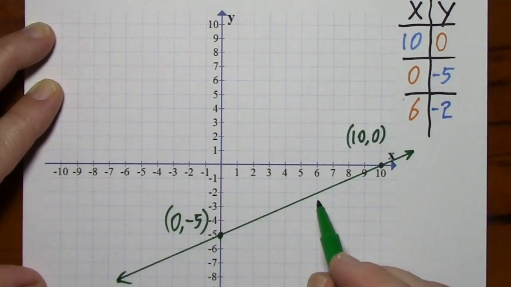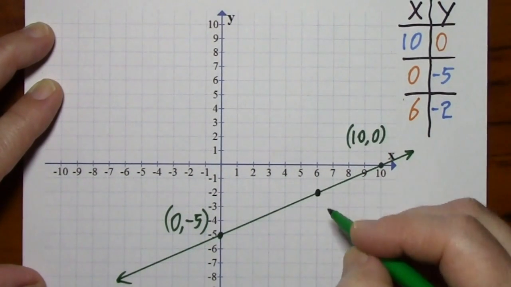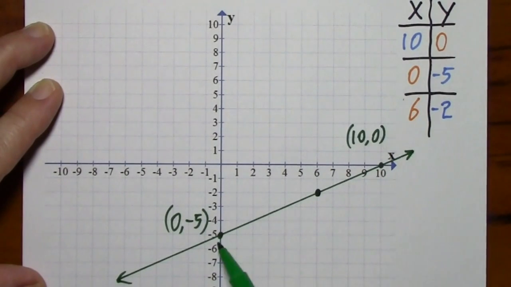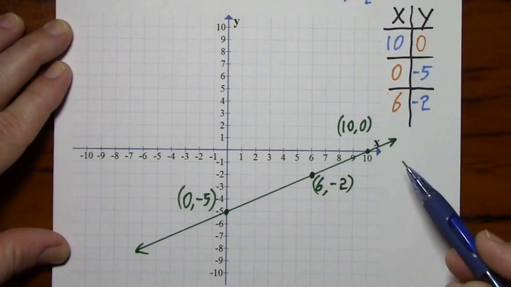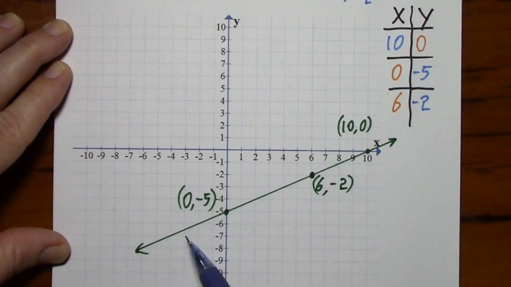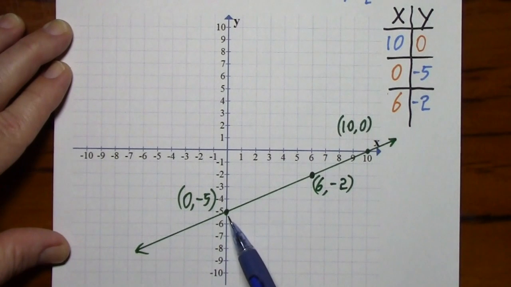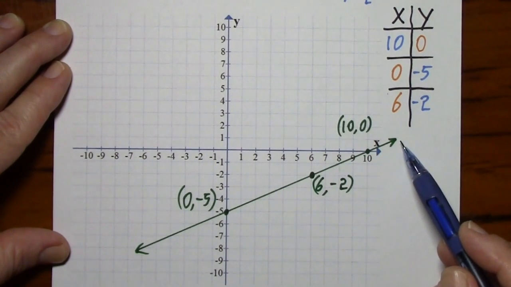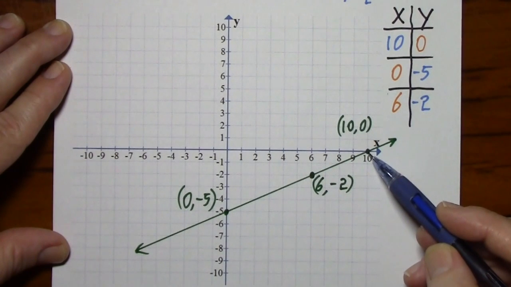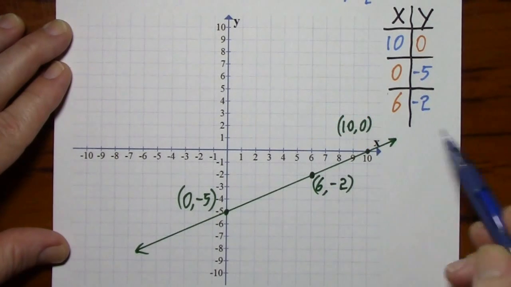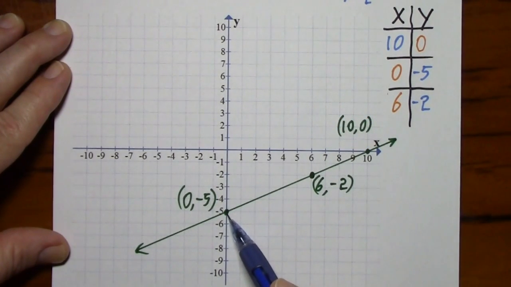So over 6, down 2, and we land right on the line, so we can be confident that these were correct as well. There's a concept that's important to get across here. Notice that this line in effect crosses the y-axis and crosses the x-axis. We refer to this point as the x-intercept. We refer to this point as the y-intercept. You'll often be asked to find intercepts and or to graph using the x and y intercepts.